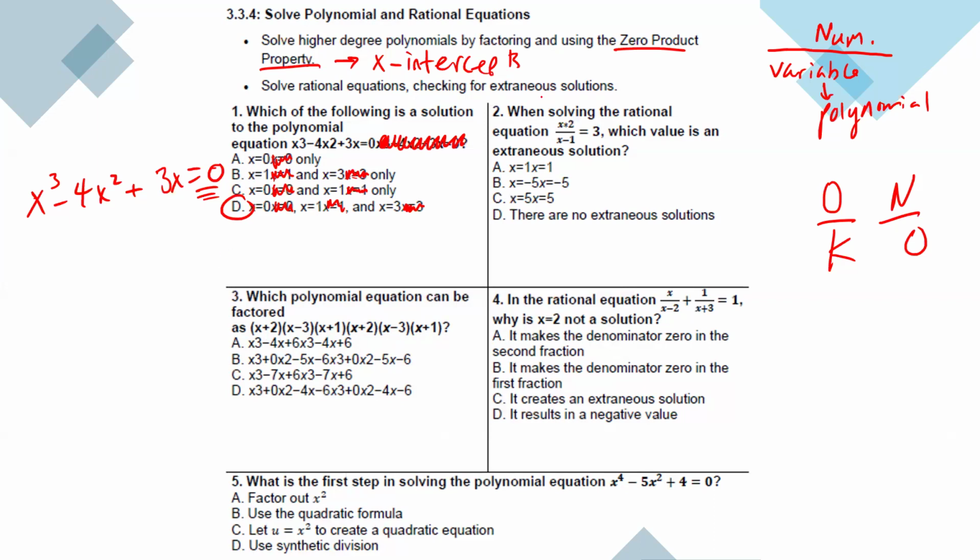All right. Next, it says when solving rational equations, which value is an extraneous solution? Your extraneous solution is referring to your denominator. So when we see this, you're taking your denominator and setting it equal to 0 because extraneous means extra. That means it's not a real solution. And what's not okay in the denominator? 0. 0 is okay in the numerator, but it is a no-go in the denominator. Okay? So you're taking your denominator and setting it equal to 0. Our denominator is x minus 1 equal to 0. What is our extraneous solution?